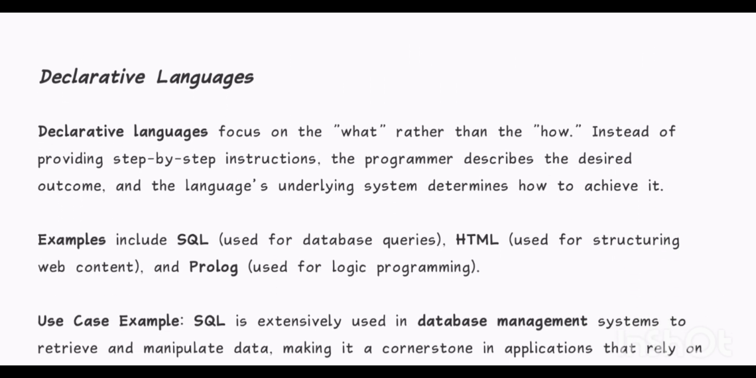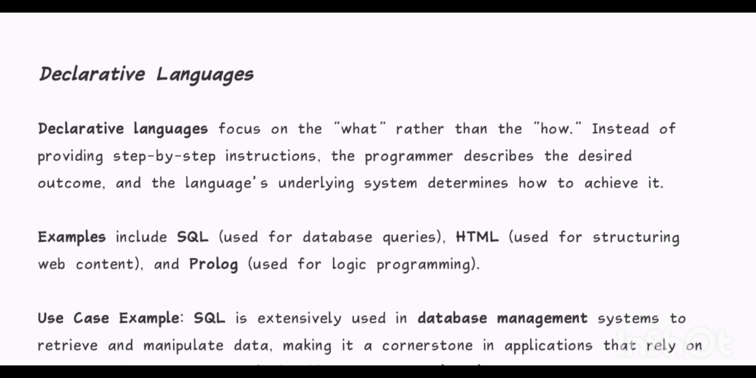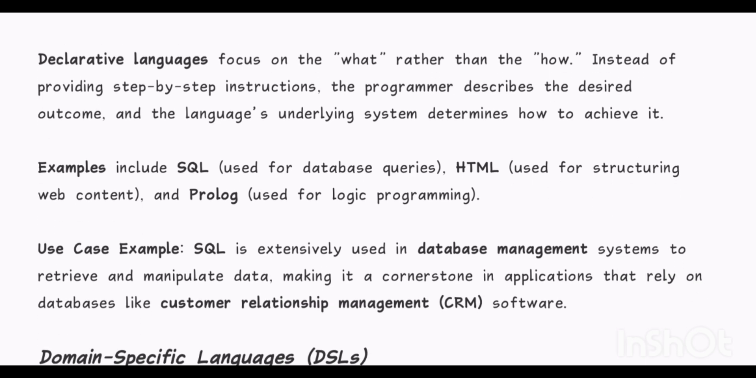Declarative languages. Declarative languages focus on the what rather than the how. Instead of providing step-by-step instructions, the programmer describes the desired outcome, and the language's underlying system determines how to achieve it. Examples include SQL, used for database queries, HTML, used for structuring web content, and Prolog, used for logic programming. Use case example. SQL is extensively used in database management systems to retrieve and manipulate data, making it a cornerstone in applications that rely on databases like customer relationship management, CRM software.